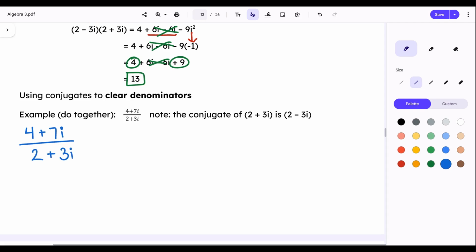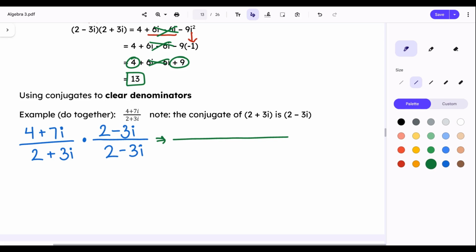And the first thing I need to do is multiply by the conjugate. And we're going to do that on the top and on the bottom. So you're going to multiply by that 2 minus 3i on the numerator and on the denominator, okay? Let's just deal with the bottom right now for a second, and then we'll come back and do the top.